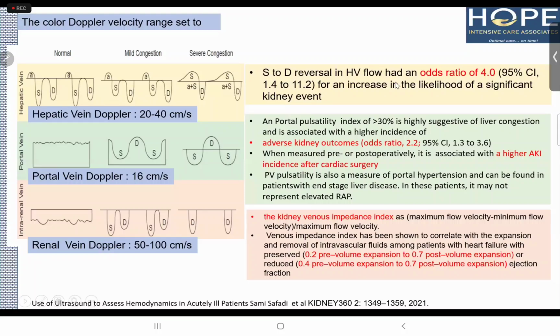Systolic to diastolic flow reversal in the hepatic vein is associated with an odds ratio of up to 4 times increased likelihood of acute kidney injury. So it is not only the hypoxia or the hypotension; the backward pressure, congestion from the system, also increases the likelihood of kidney injury. And so is the case for the portal vein. These values have been proven in various studies: adverse kidney outcome can be as high as 2.2 times if your portal vein pulsatility index is more than 30%. The same is the case for kidney congestion as well.